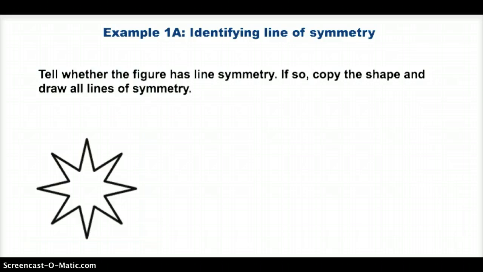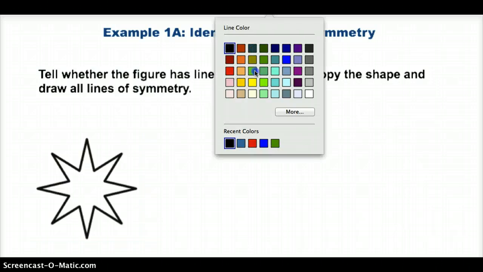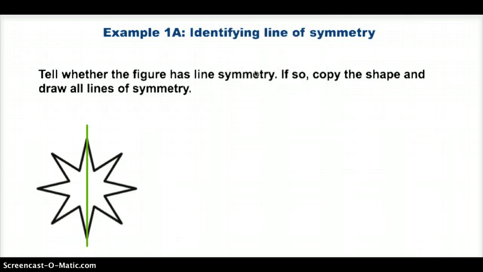It looks like a star with a bunch of different vertices, and we want to see if there are different lines that we could reflect this figure across that would make the pre-image coincide with the image. I can think of one right away, and I'll try to use some different colors here. This is the first one that I see. If I reflect this image about this green line, then I would really get the same thing as I previously had. I can see another one maybe right here.